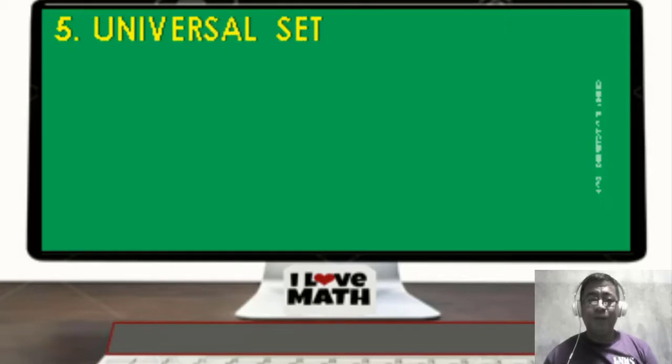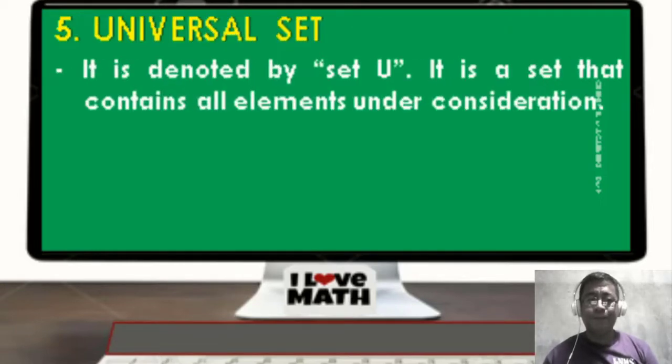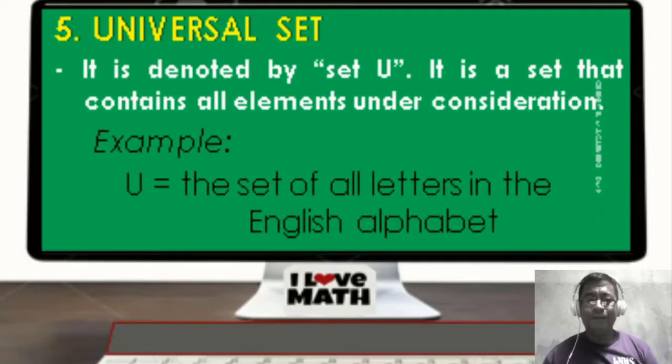Number 5, universal set. It is denoted by set U. It is a set that contains all elements under consideration. All possible elements are under this universal set. For example, set U is equal to the set of all letters in the English alphabet.